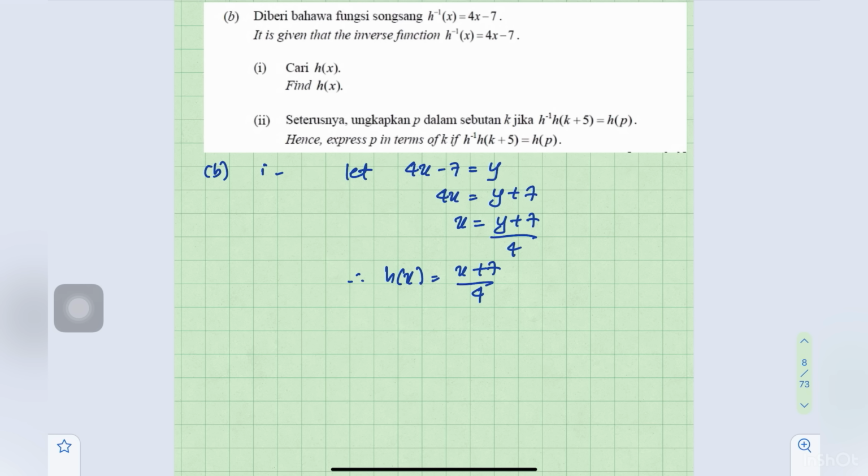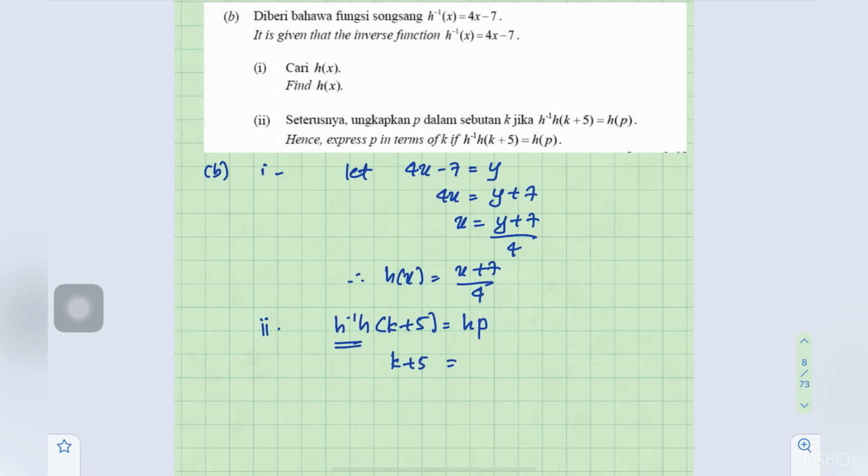Now, B Roman 2. Hence. Okay, hence. Ada hence eh. Express p in terms of k, if h inverse h(k plus 5) equals to h(p). Okay, so the second one. Dia bagi macam ni. h inverse h(k plus 5) equals to h(p). Okay, ni h inverse h is 1 eh. So, ni kita dapat ni lah.